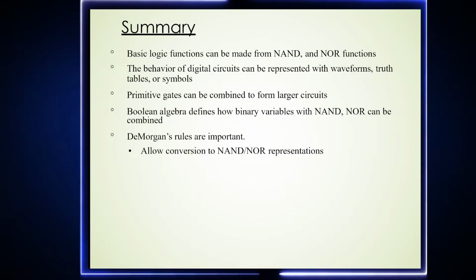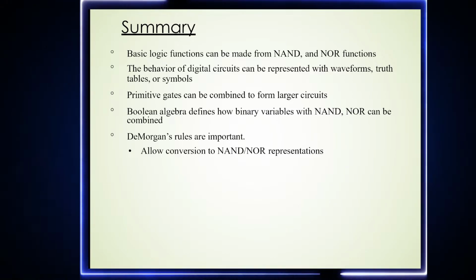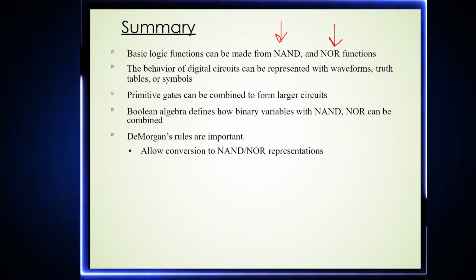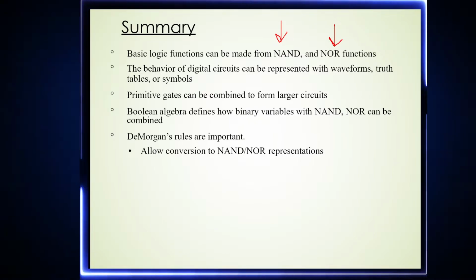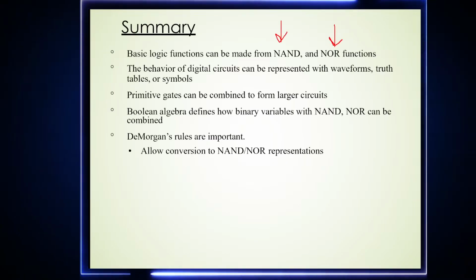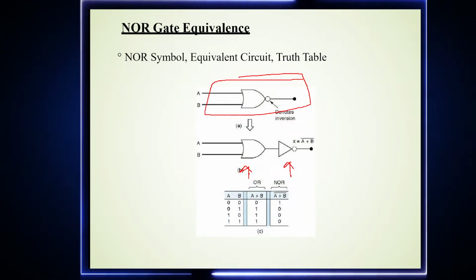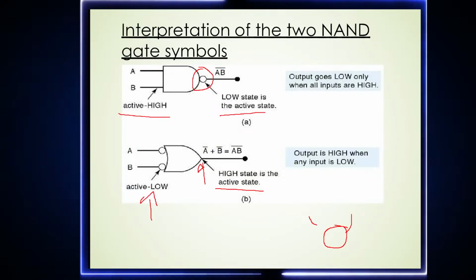Okay. Now what is the summary? We have seen the logic functions NAND and NOR, which are also called the universal gates, because the basic gates can be formed from them, right? So this was just the basics of the gates that we have studied till now, right?